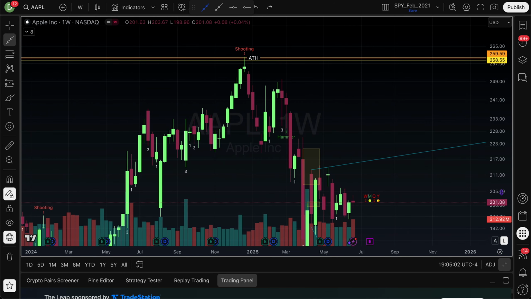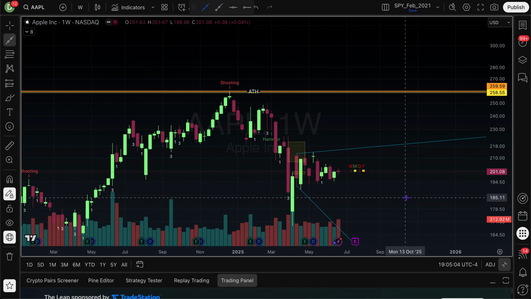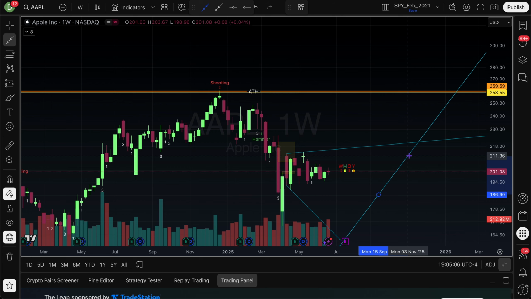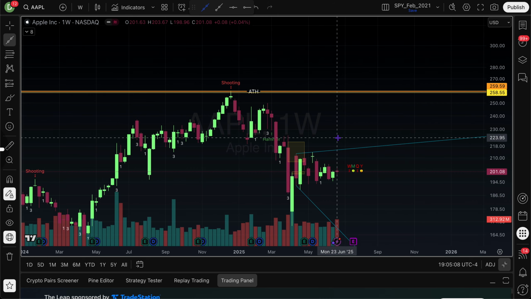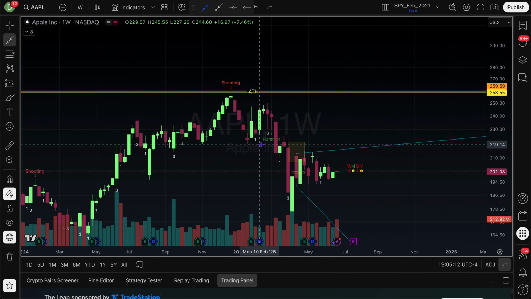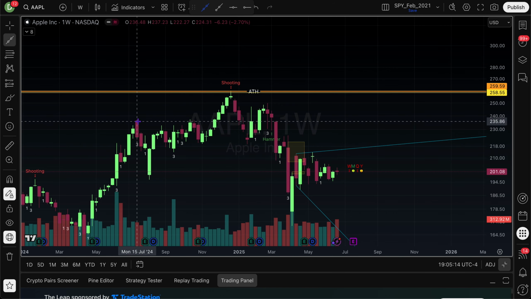We're going to talk about broadening formations, which is kind of the market's dirty little secret. If you ever feel like the market's just messing with you, like it breaks out and then it dumps right after, that's not random. That's a broadening formation, and the strat is built to help you see it coming.